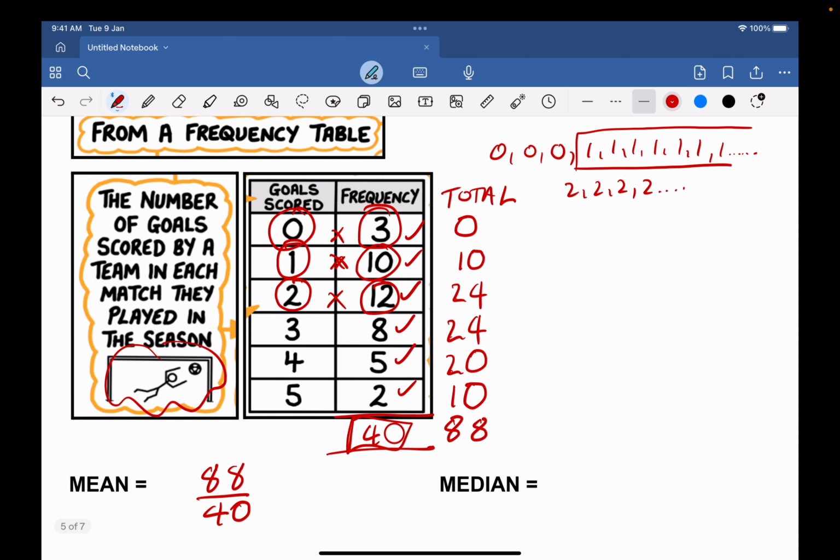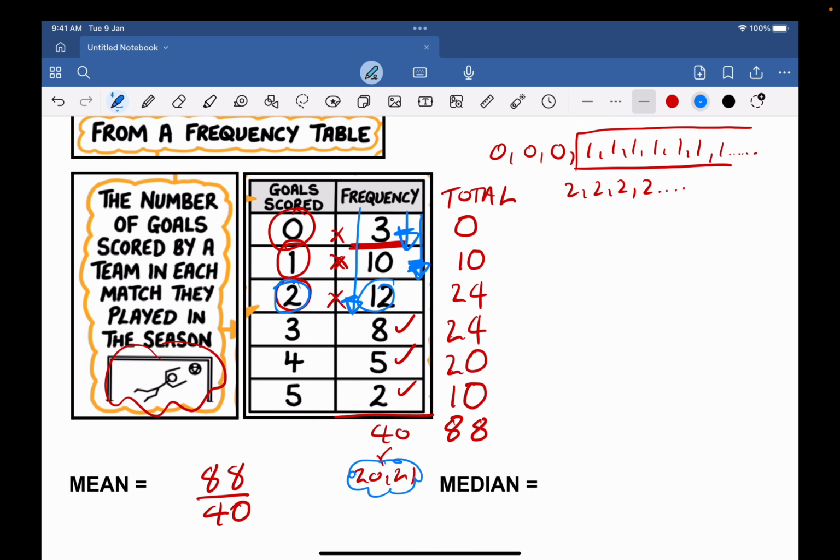Now we've got to think, if there's 40 games, we're looking for maybe the 20th game and the 21st game. So we go back and we start to add up the frequencies, right? Because the frequencies tell us how many games. So up to here, there's 3 games played. Up to here, there's 13 games played. And all the way up to here, there's 25 games played. So can you see the 20th and the 21st game will be in this group, and that will be a 2.